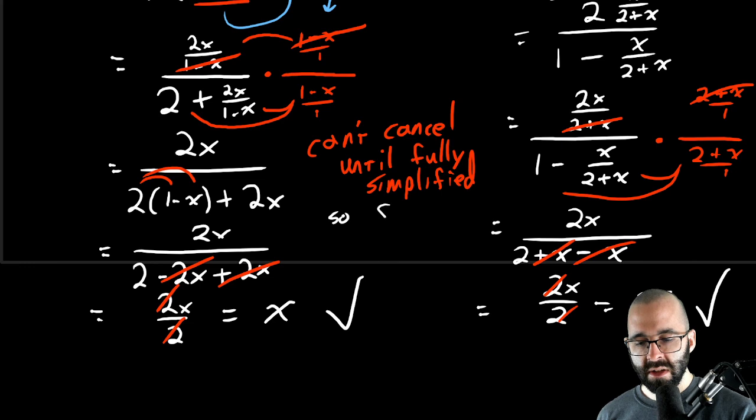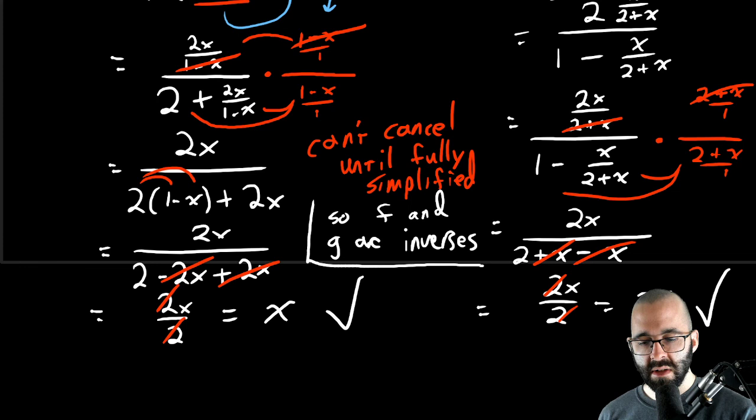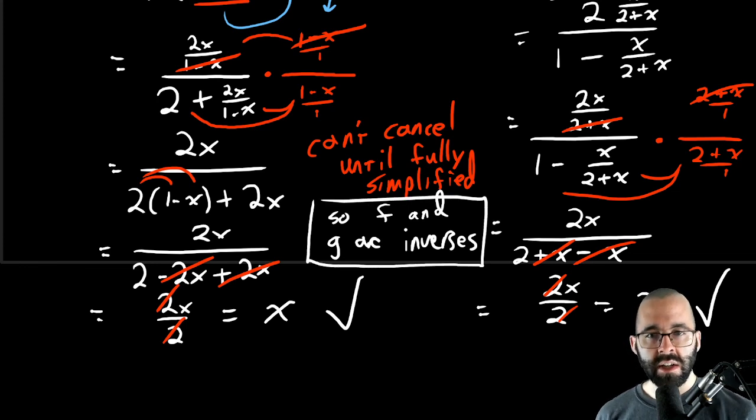So our conclusion is f and g are inverses. I do another one of these in the selected homework problems video, so check out that later video if you want to see me do more of them.